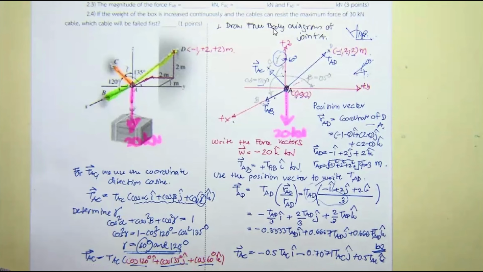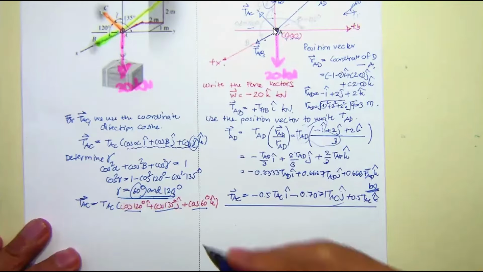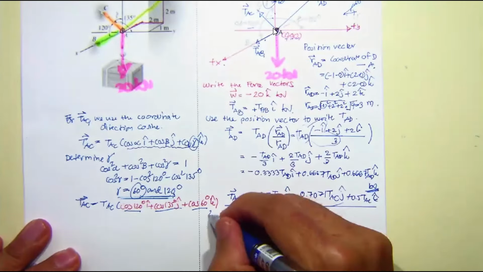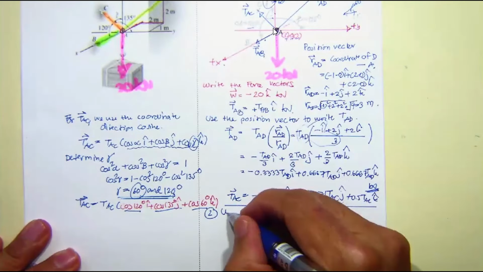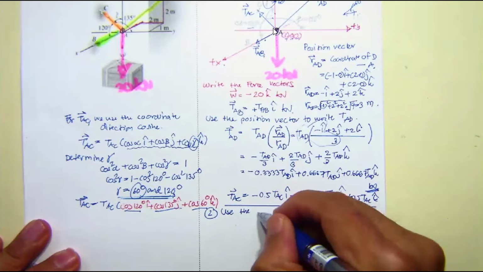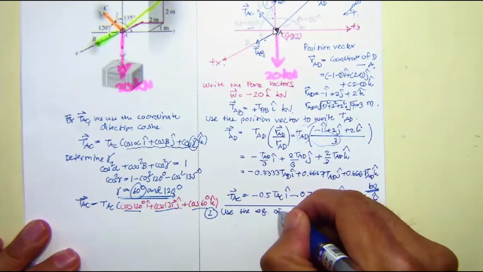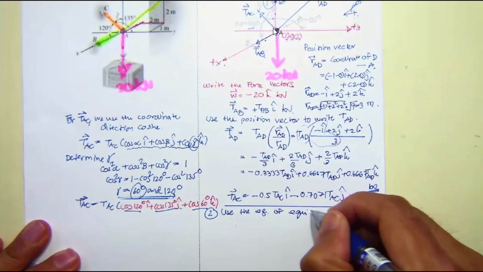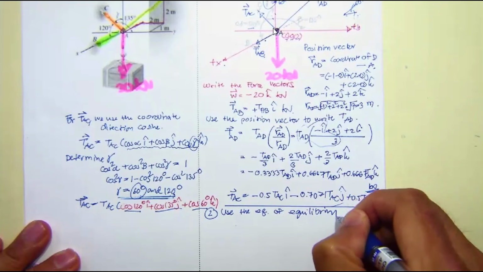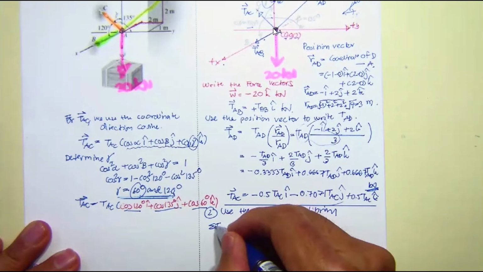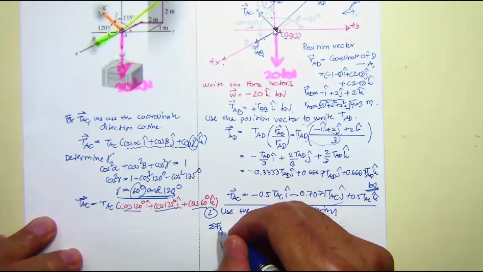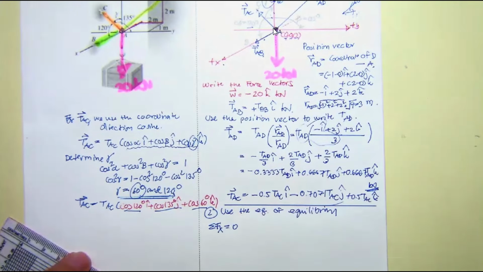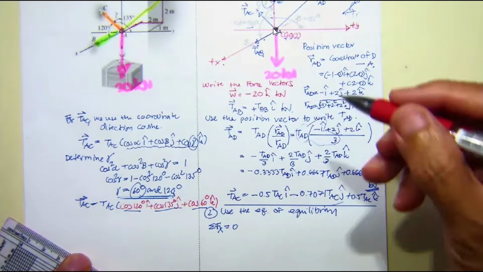Now we have the full force vectors. Then we go to the second step: use the equation of equilibrium. First, summation of F sub x equal to 0. What could be x?